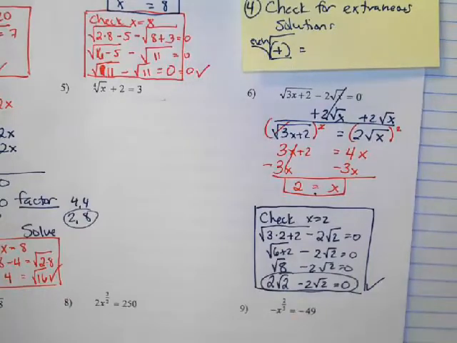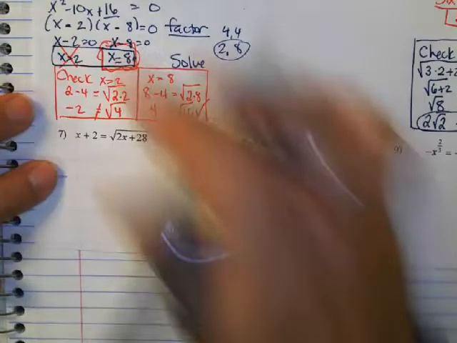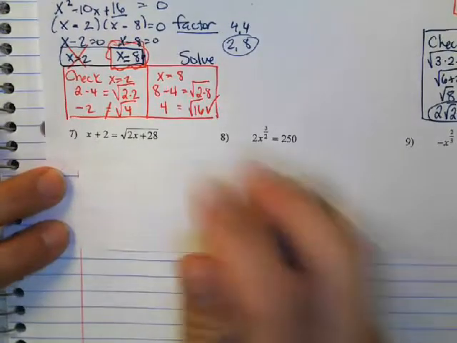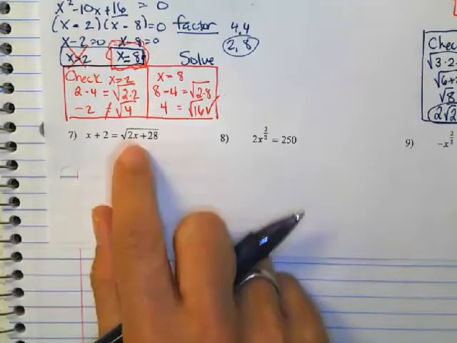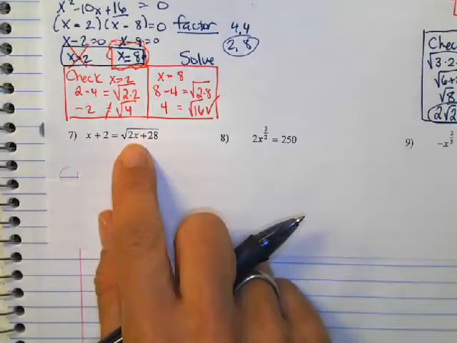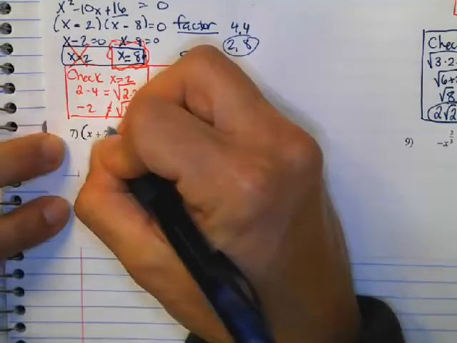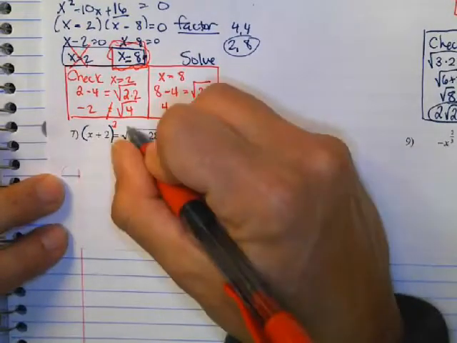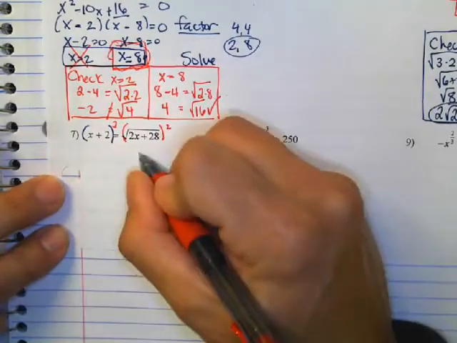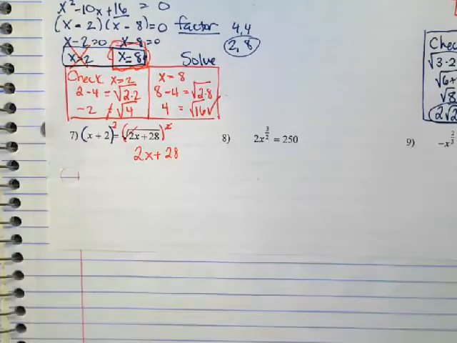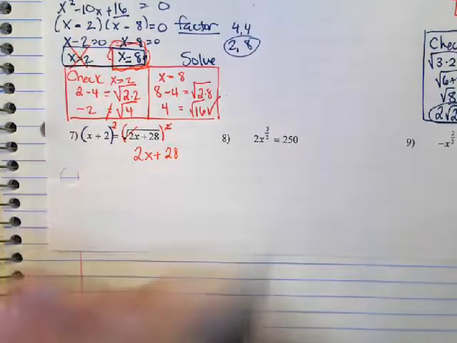All right, next question is number 7. Number 7 looks a lot like number 4 that I did up there, where I'm going to have to square the left side, square the right side, and it's going to be a quadratic. So it's already isolated. Step number 1 is done. I'm going to put some parentheses around my x plus 2 because it is a binomial. To clear the square root, I'm squaring the left side, squaring the right side. When I square the right side, my square and square root cancel, and I'm just left with 2x plus 28.